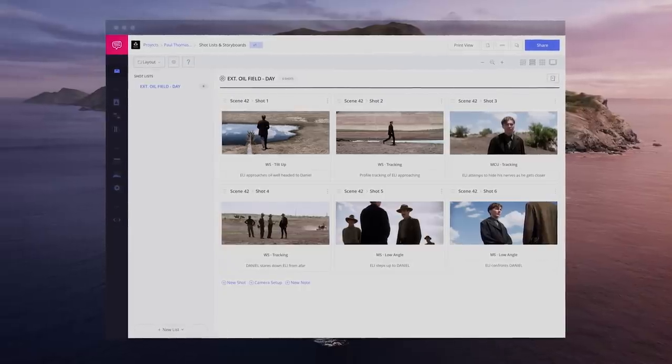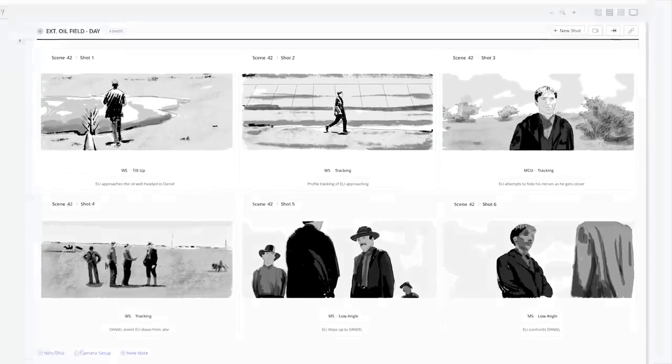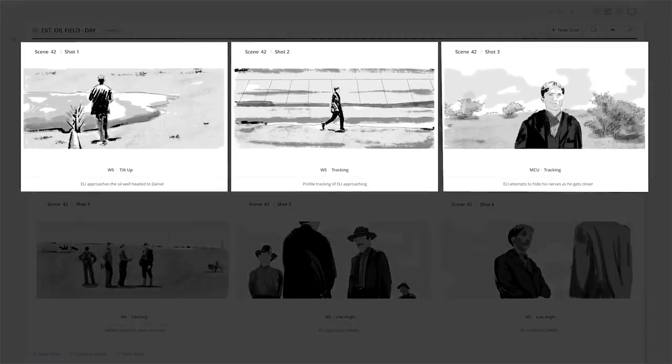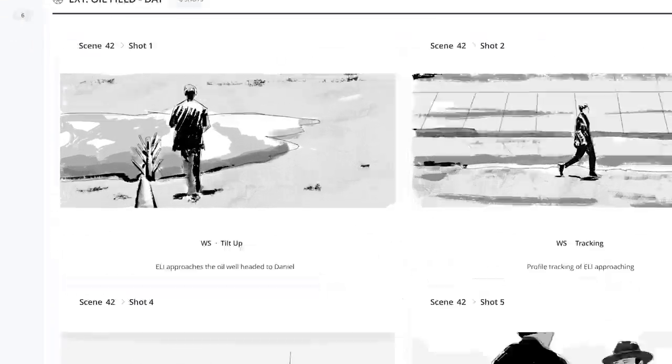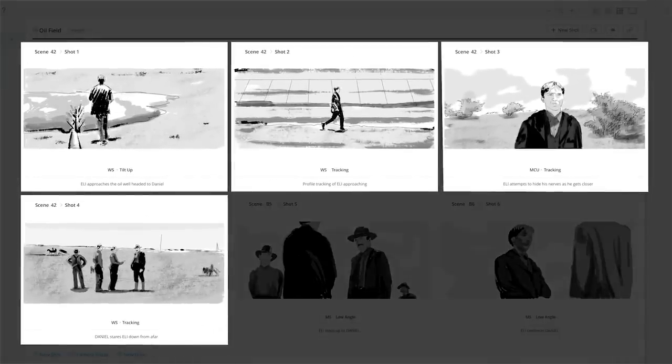It's helpful to use a storyboard to map it out. The first half of the scene builds Eli's momentum as he goes to confront Daniel. It takes Eli a full minute. Remember, Anderson wants us to experience the moment through Eli.